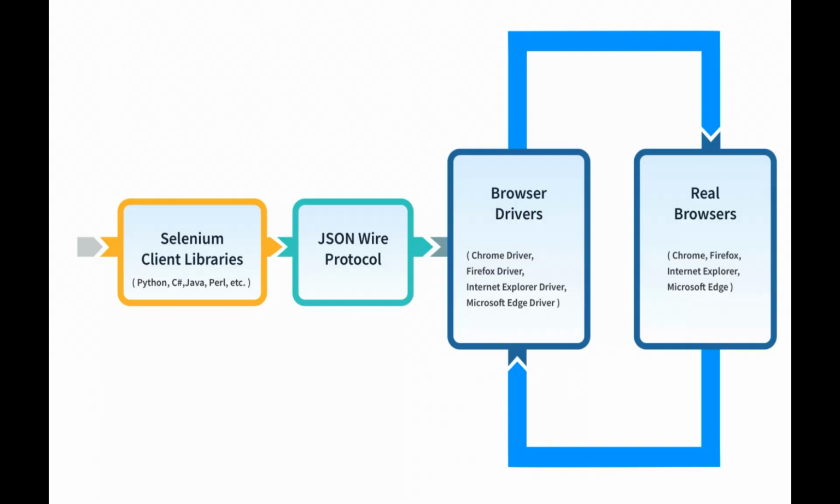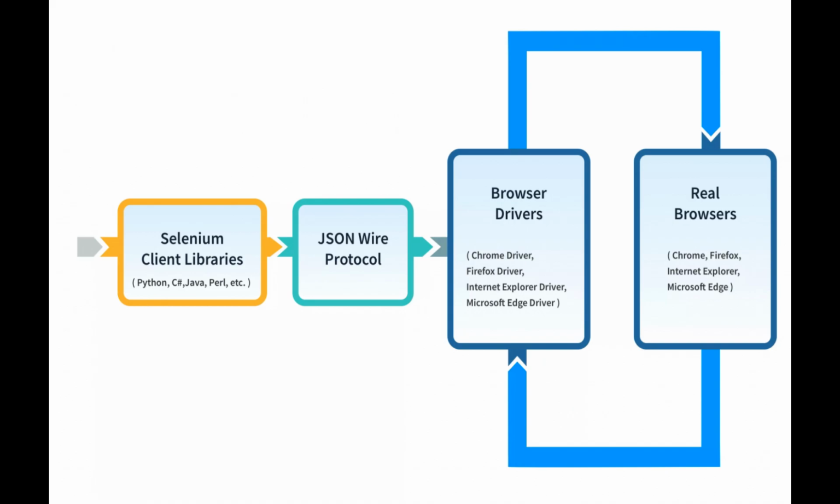Now have a look at the image here. The Selenium library communicates with the browser driver via the JSON wire protocol. It's basically a lightweight format to exchange data between an HTTP client and an HTTP server by sending and receiving the response in JSON format. And our browser driver automatically communicates with the browsers. So these are the rough fundamentals of Selenium.